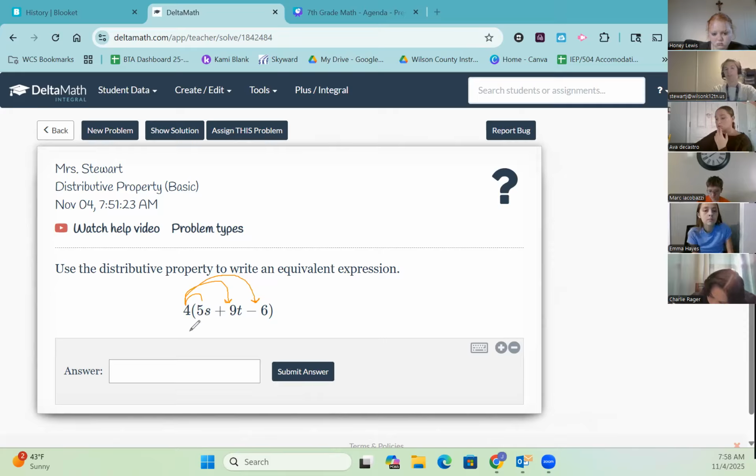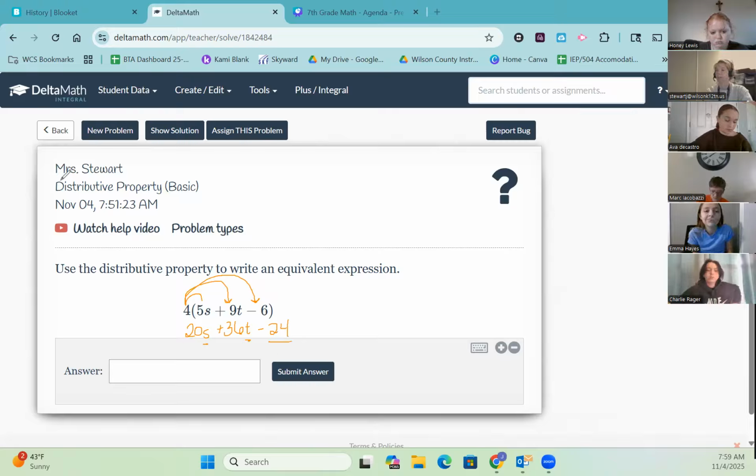Okay, 4 times 5s is 20s. 4 times 9 is 36, so 36t. And then 4 times negative 6 is negative 24. All right, and these are not like terms, so literally that is your answer.